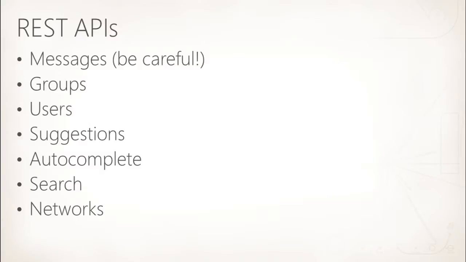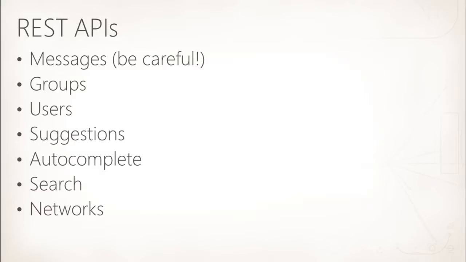Autocomplete is a great endpoint that I used recently in a sample app. Yammer has real-time type-ahead search, so you can implement that in your interface, and then users can search through the Yammer directory without going to Yammer, so they can find people to connect to, people to share things with in your app. Then search and finding different networks are a couple of other ones.